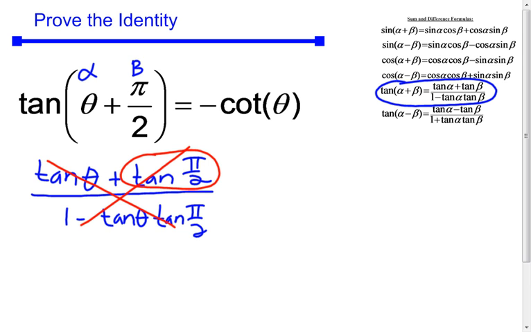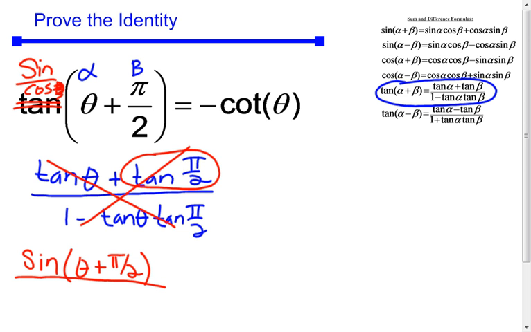But what I can do then is this. I know that instead of tangent, if I use my trig properties, tangent can be written as sine over cosine. Okay, sine over cosine, I don't want that there. So what I can do is I can write this as sine at theta plus pi over 2 over cosine at theta plus pi over 2. Okay? Now, kind of a pain because I have to do this twice, but I can handle it.